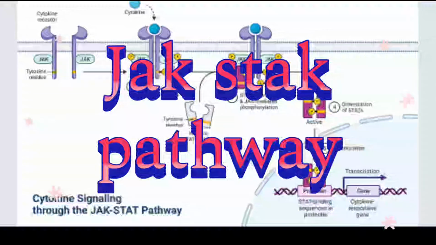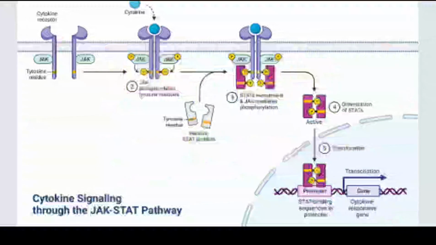JAK-STAT pathway. JAK-STAT is the Janus kinase signal transducer and activator of transcription pathway. It is a crucial signaling mechanism that allows a cell to respond quickly to cytokines and growth factors. It plays a major role in the immune response, inflammation, cell growth and differentiation.